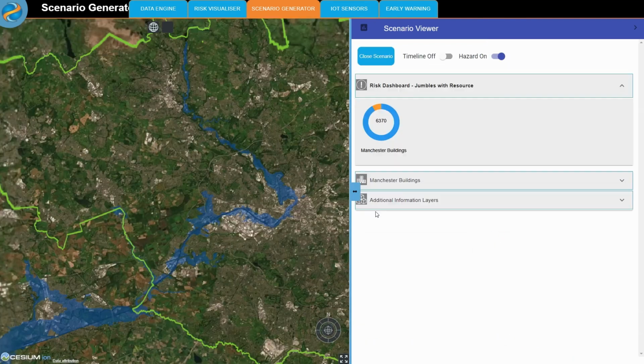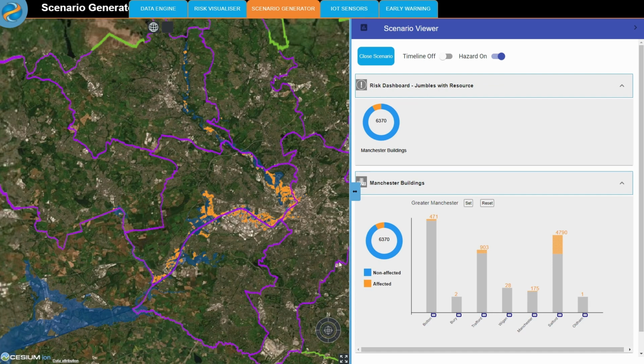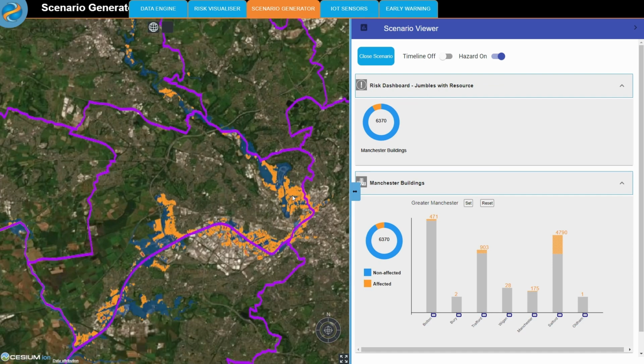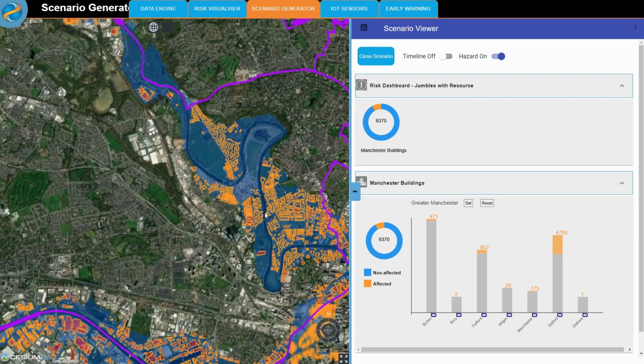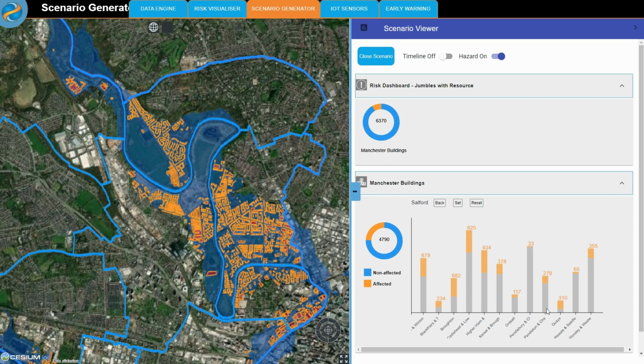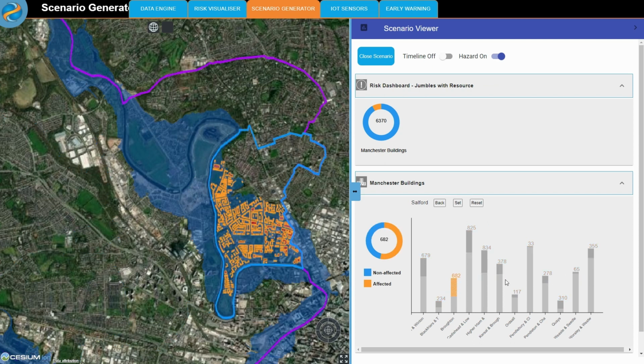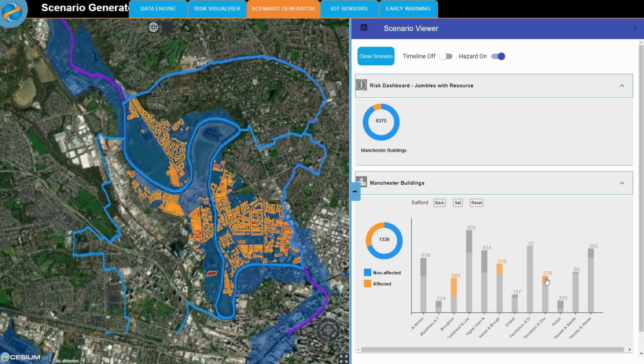Taking all the exposure data and flood maps into account, the scenario generator produces a dashboard that illustrates the impact of reservoir floods on the properties. This simulated scenario now allows the trainees to explore the impact on properties at LRF boundary level, council level and ward level, and to conduct detailed investigations into highly impacted vulnerable areas.